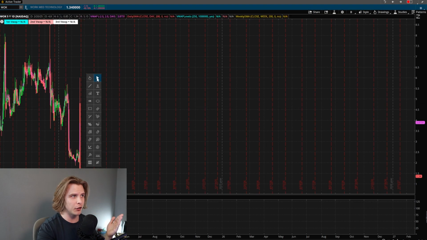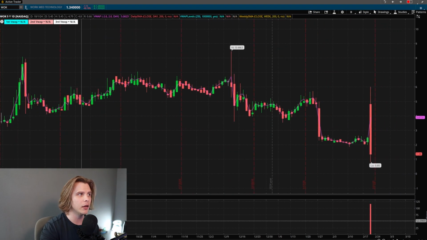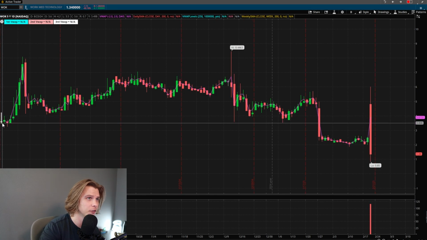And when I look at the chart for WOK, you can see number one, this is more of a recent IPO. It looks like it started trading back in August of last year.